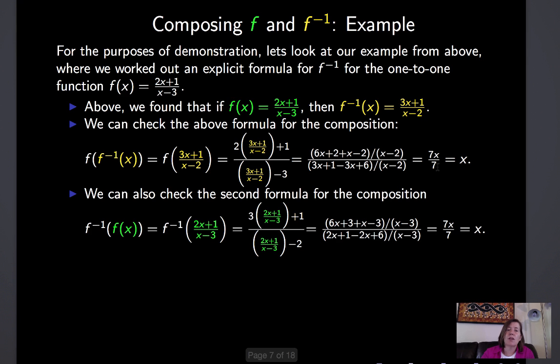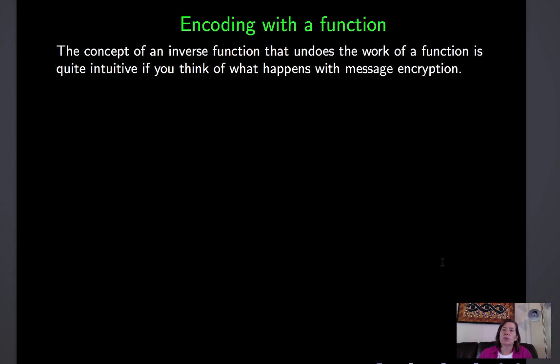In that case, I'm looking at f inverse applied to 2x plus 1 over x minus 3. I take the formula for f inverse and I replace every x in that formula by 2x plus 1 over x minus 3. Now it's simply algebra, and when I tidy it up again, I'm left with 7x over 7, which is x.